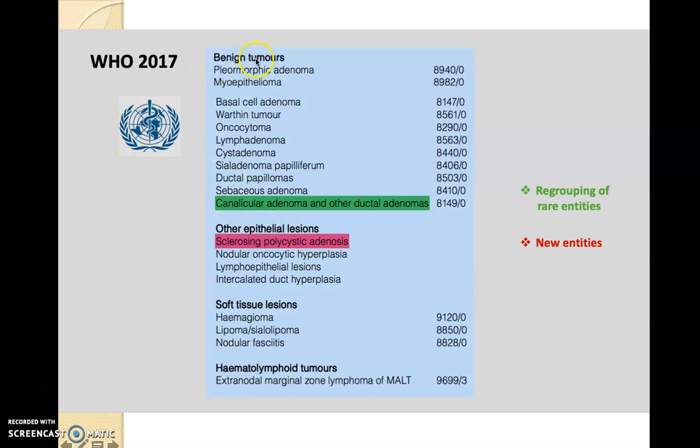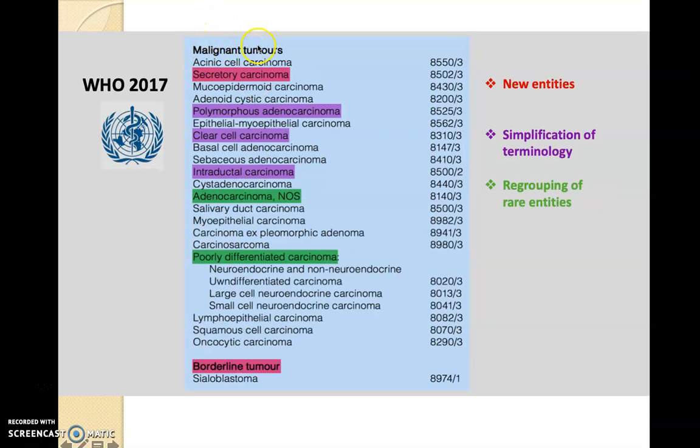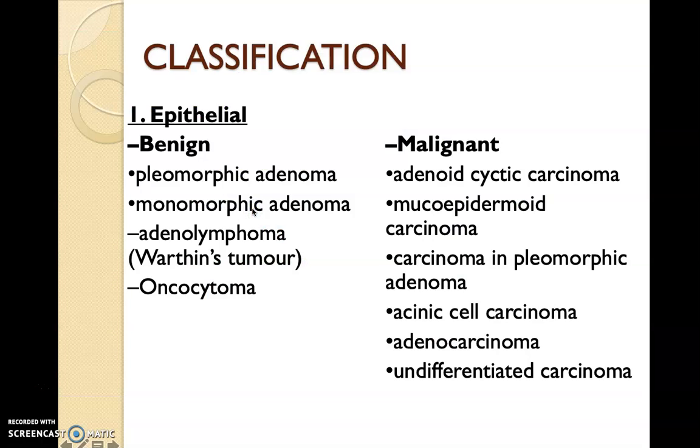For example, pleomorphic adenoma, Wharton's tumor, okay. And then this is the malignant one, okay. This is secretory carcinoma, a new entity. And there's a lot of simplification of terminology, which is great, because if not, it just makes you more confused, and there's regrouping of the rare entities, okay? So please do not worry about that. I'm just going to go through all the important and the most common neoplasms that you have to know.